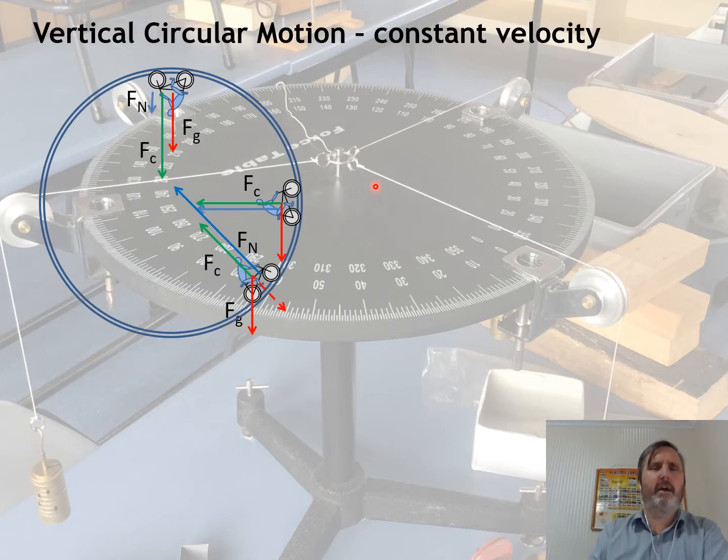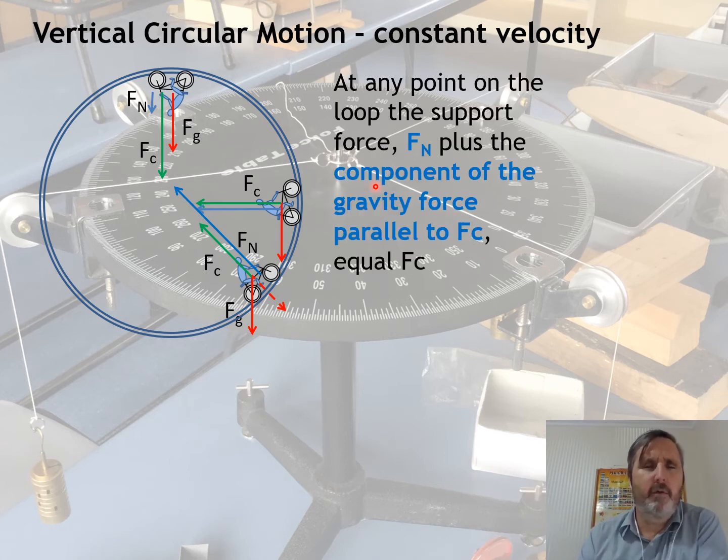Let's have a look at the forces that are acting at 3 different points on a vertical circle. It's important to know, and I'll say this again, that the reaction force or the support force, which I write as Fn for the normal force, plus gravity is what produces our centripetal force. Our centripetal force isn't an actual force, it's a combination of the support force and the gravity force.